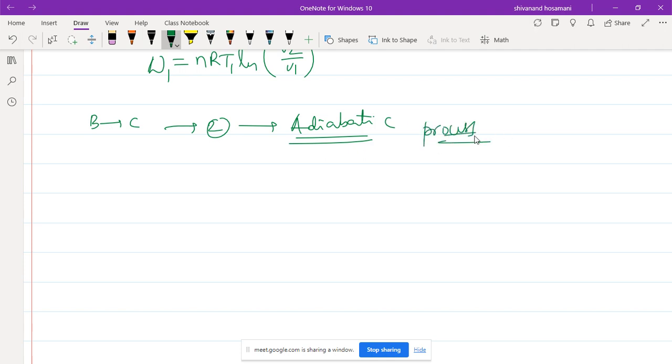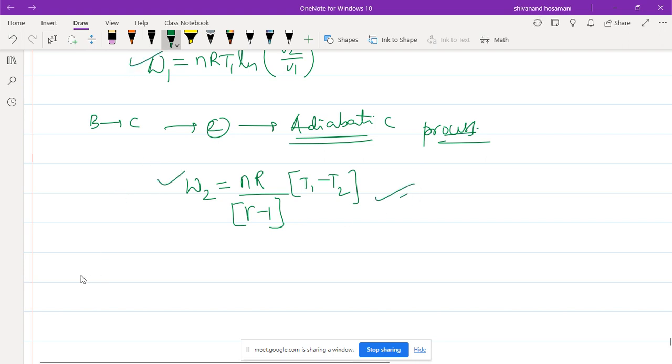Therefore, the work done in this process is W2 is equal to nR divided by gamma minus 1 times T1 minus T2, where T2 is the final temperature, T1 is the initial temperature, and gamma is the ratio of specific heats. This is the work done in the adiabatic process. This is W1 and W2. Next process, C to B, is isothermal, but it is compression.